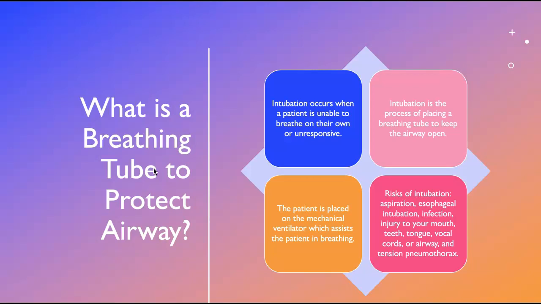It's otherwise known as intubation, and it occurs when a patient is unable to breathe on their own, whether it be because they are unresponsive or they are hypoxic. This breathing tube is placed through the mouth and down the trachea to keep the airway open. The patient is then either bagged or placed on a mechanical ventilator that assists with breathing.